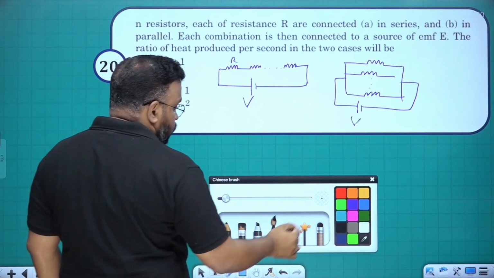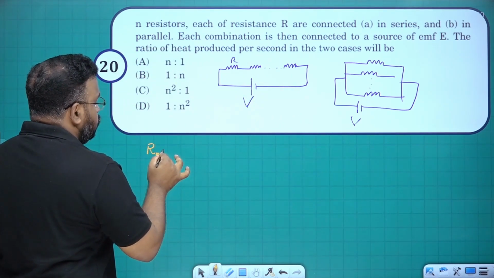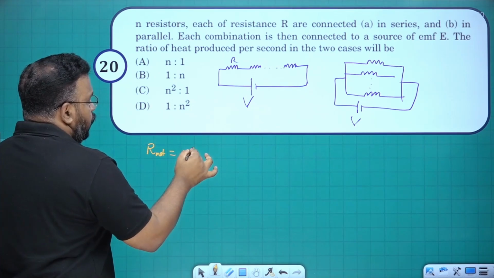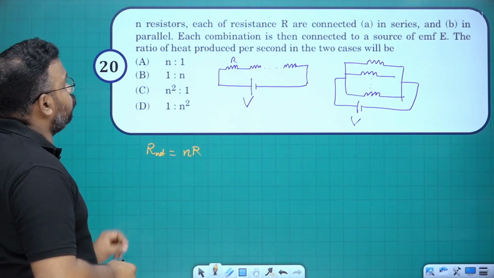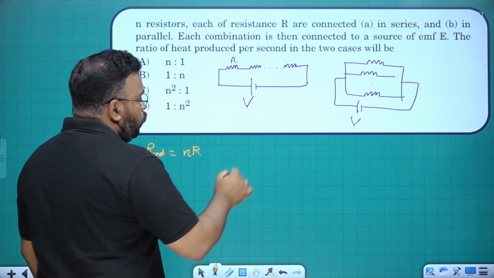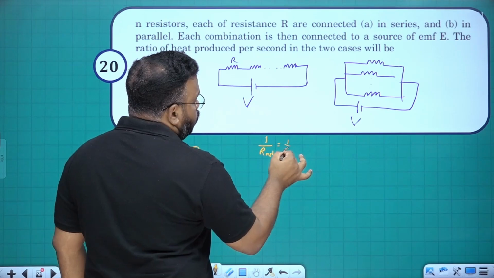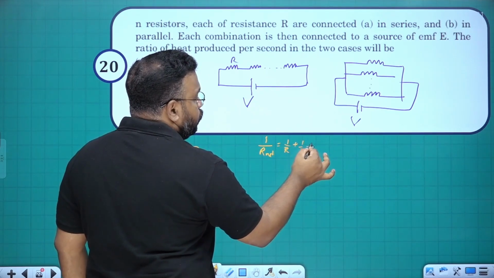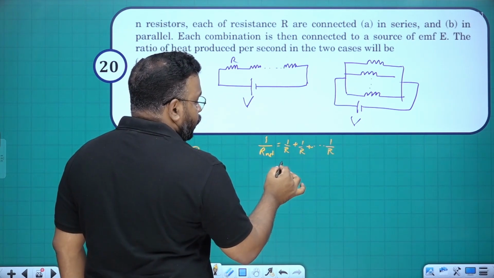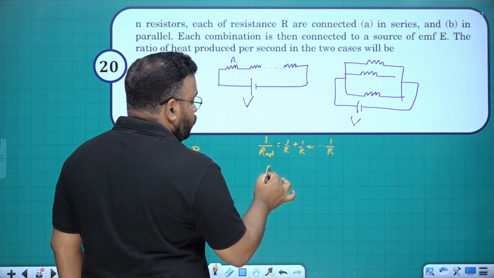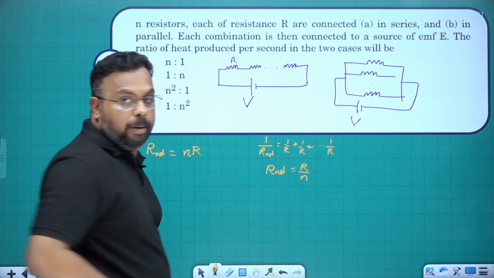Now the question is, in the first case, what will be the total resistance? R net is equal to NR, isn't it? This is the total resistance in the first case. Second, in parallel, what is the formula? 1 by R net is equal to 1 by R plus 1 by R plus and so on, N times. So we get N by R. N by R is 1 by R net. So R net is equal to R by N.